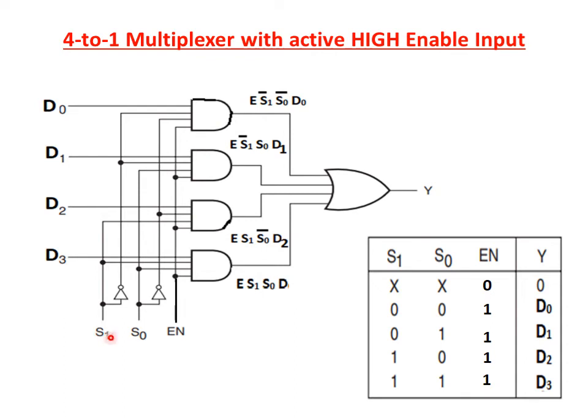And here the selection lines S1, S0. In this position we can take the uncomplemented form of S1, and in this position the complemented form of S1. Similarly S0. The data inputs D0, D1, D2, D3 are represented, and here the enable input. The enable input is given to all the gates. So whenever the enable input is high, only then is the multiplexer activated. Only in that condition will the multiplexer work in normal mode. Otherwise the multiplexer output is always 0.